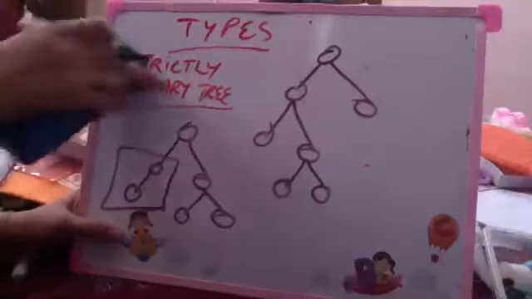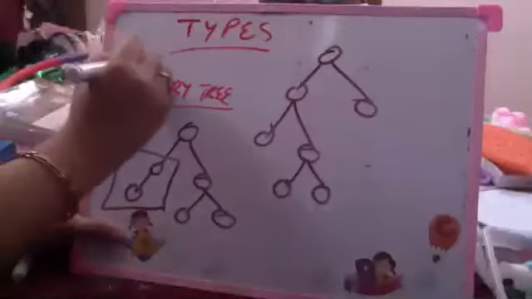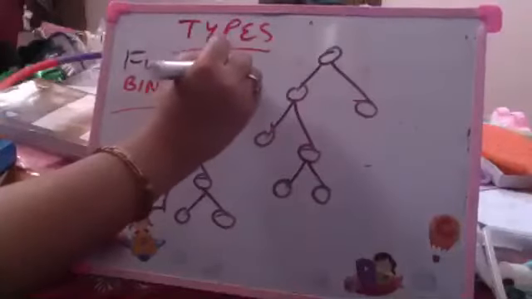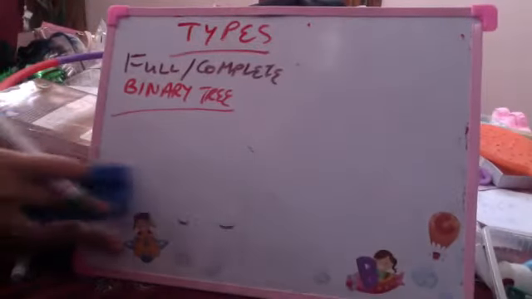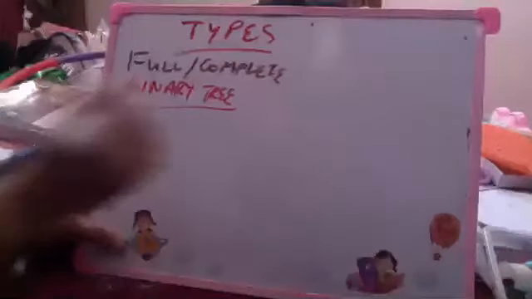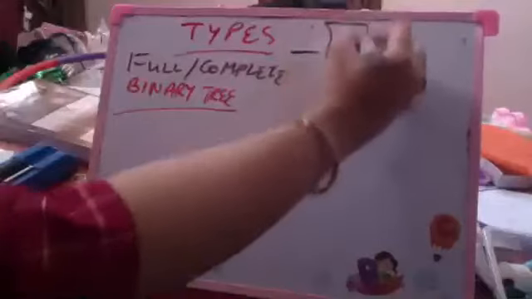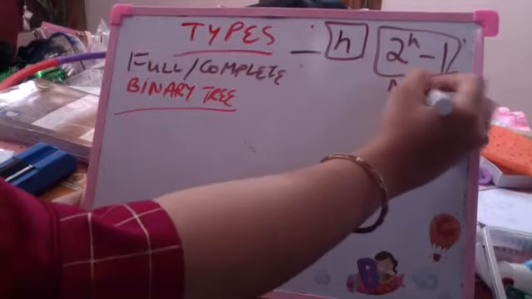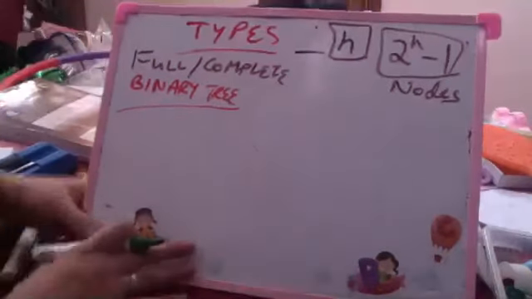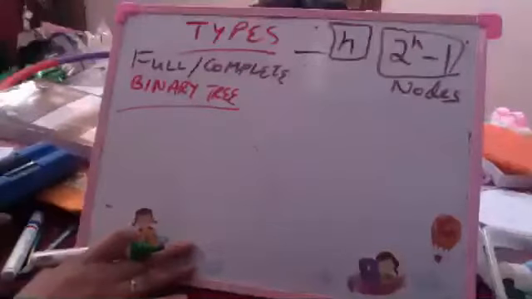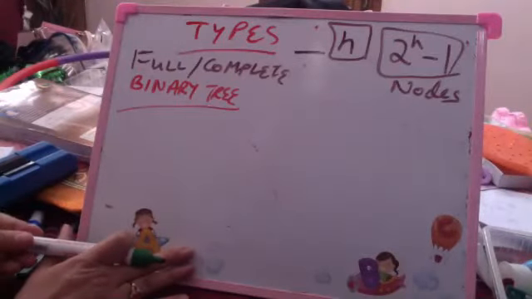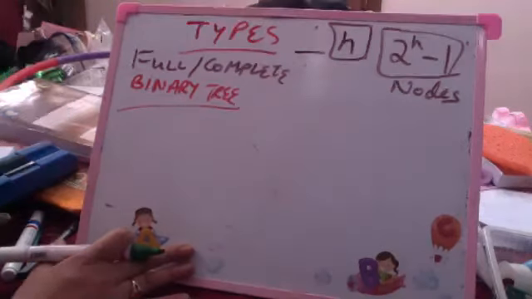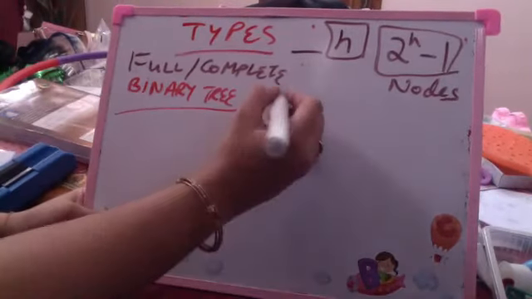Then another is a full or complete binary tree. A full or complete binary tree has the property that a binary tree of height h exactly contains 2 raised to the power h minus 1 number of nodes or elements. A binary tree of height h exactly contains 2 raised to the power h minus 1 number of elements. Such a tree is called a full or complete binary tree.